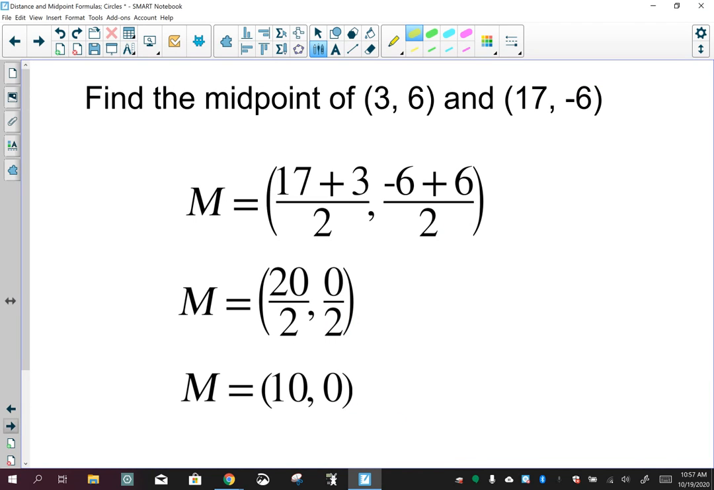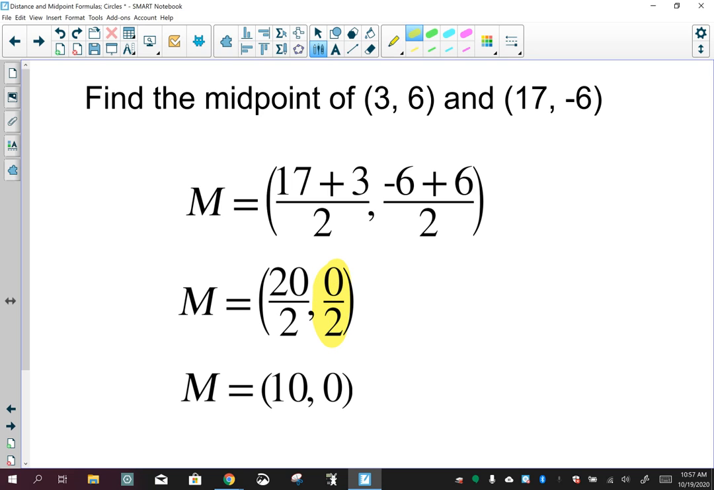So here's another example for you. 3, 6 is my first one. 17, negative 6 is my second. Again, plug it into the formula here. And notice I get 0 over 2 for 1.